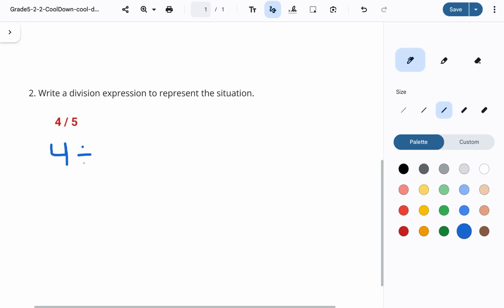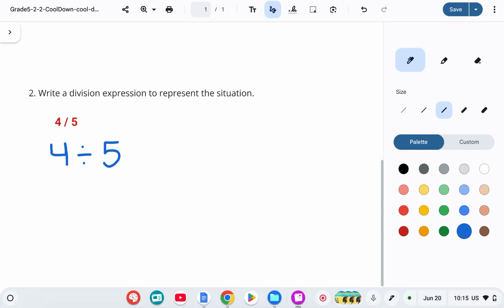So we do want to get used to seeing alternative symbols, because when you're asked a question that has that alternative symbol, you don't want that symbol to be what keeps you from showing your amazing mathematical thinking. Well, this finishes out our cool down number 2.